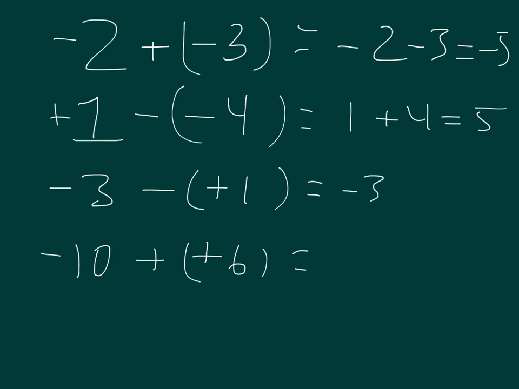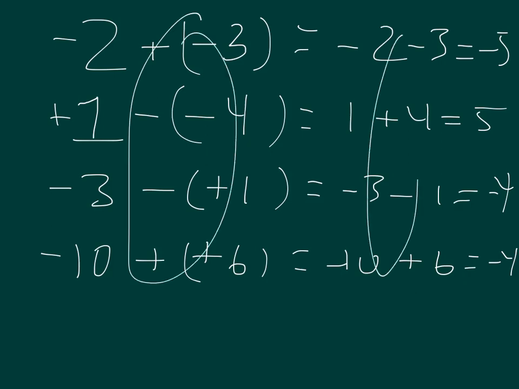Minus 3 minus plus 1 is minus 3 minus 1, which is minus 4. And minus 10 plus plus is just plus. Minus 10 out, it goes up 6 degrees, and we get up to negative 4. Okay, so that's how I do those, and that's how I would recommend that you do them. Two signs become one sign, and then you get the answer.